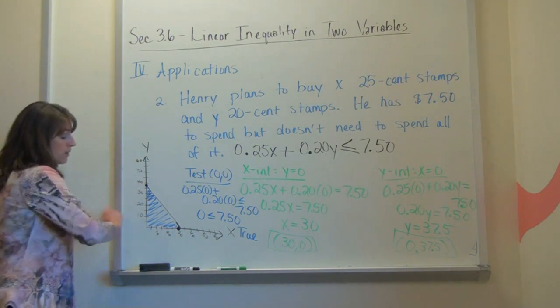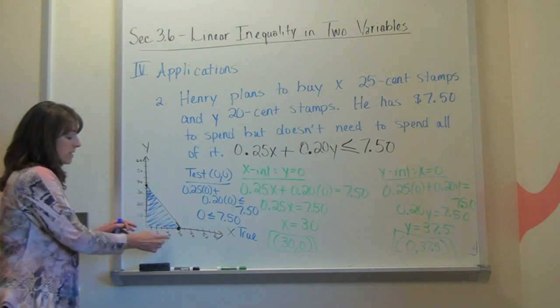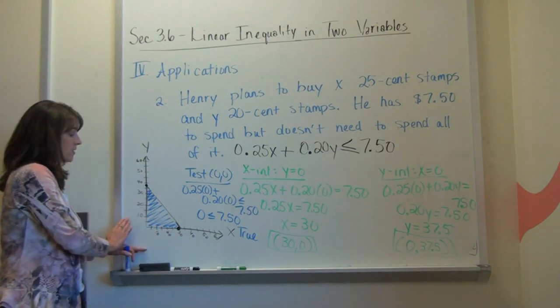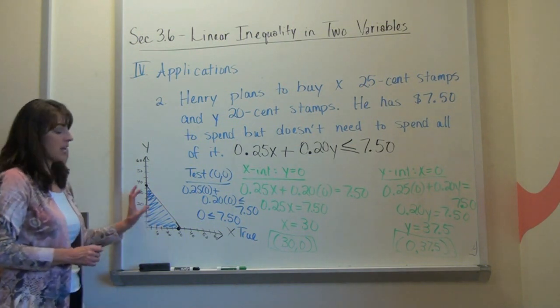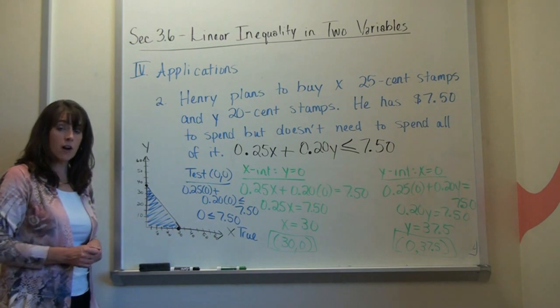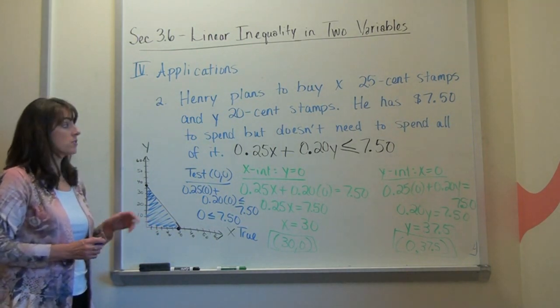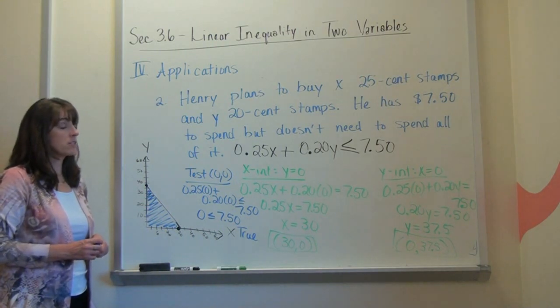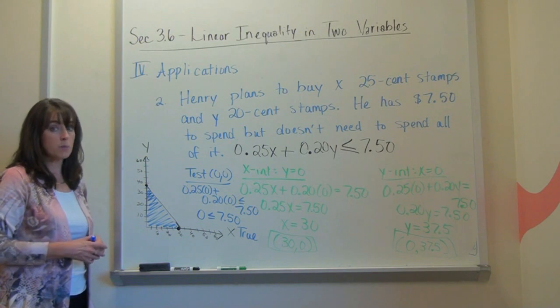Also, normally when I shade, I would just shade like crazy through here, but I'm only shading within this figure because, again, shading down here would indicate negative stamps, shading over here would indicate negative stamps. That's not happening. So I'm going to contain my shading within that little triangle. But that's how you graph a linear inequality in 2 variables. And here's the applications of it. You can see there's lots of value to being able to do this, because this picture representation really helps a lot when you're trying to figure out what kind of combinations you can make.